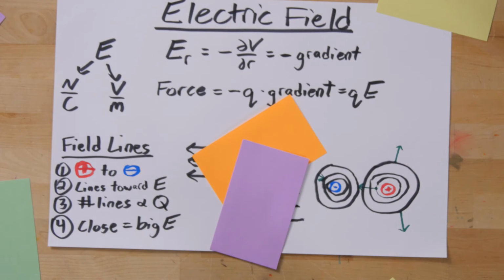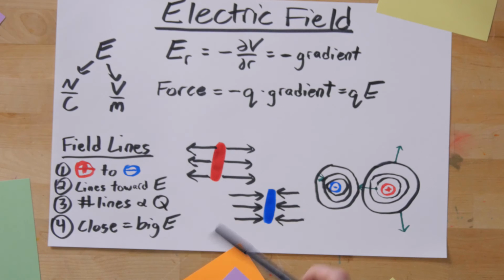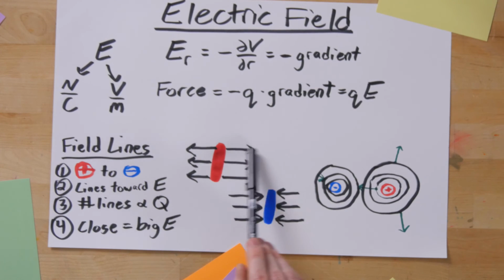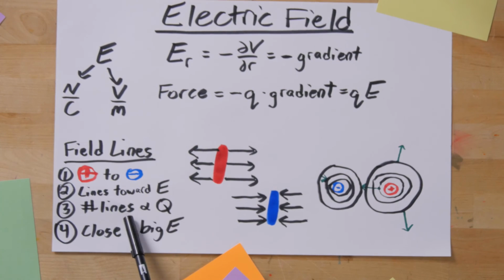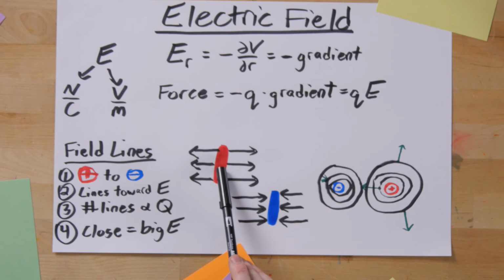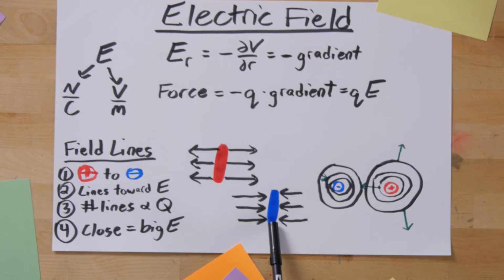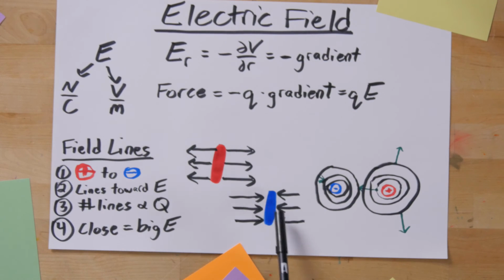So let's think about some contrasting cases of field lines. What if you have a positively charged plate just like this? Well, the electric field lines point out from it according to our rules. If I increase the number of lines, that means I have a bigger charge on this plate. But now let's compare that to a negatively charged plate. All the lines will point into it, and depending on the amount of charge, I'll have more lines.